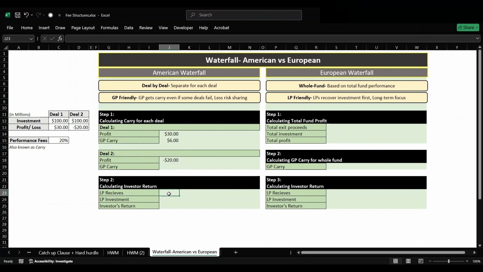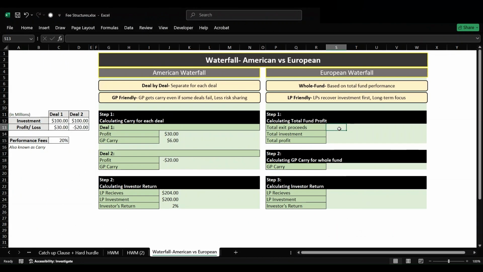Now, we will calculate what was received by LP. We will simply sum the LP's entire investment with its profit and losses and subtract the carry taken away by the GP. Therefore, LP receives 204 million. Now we will calculate the initial investment made by the LP, which is 100 million plus 100 million, which comes out to be 200 million. Now we will simply calculate the returns of LP, that is 204 million minus 200 million divided by 200 million, which comes out to be 2%.